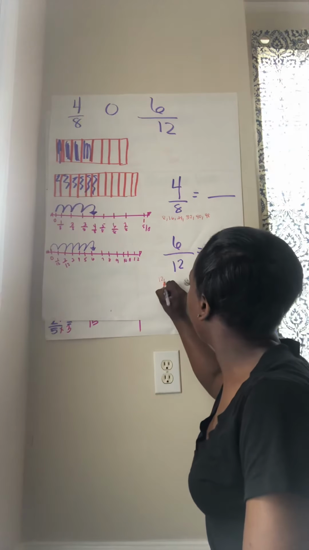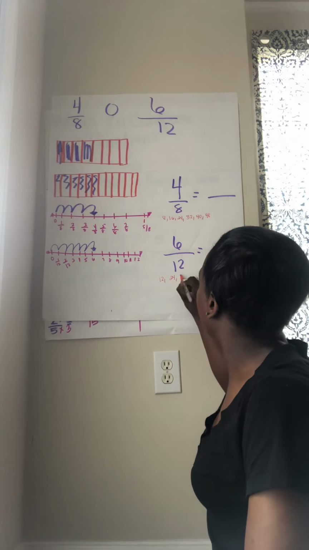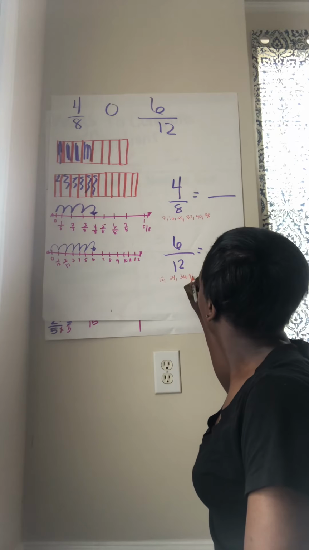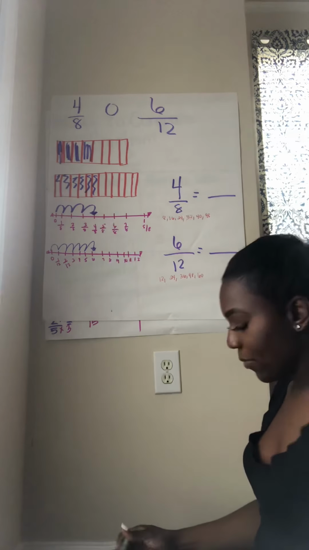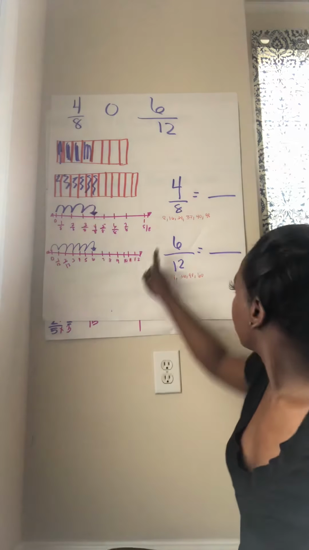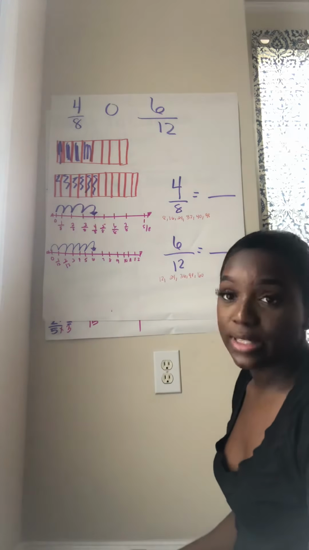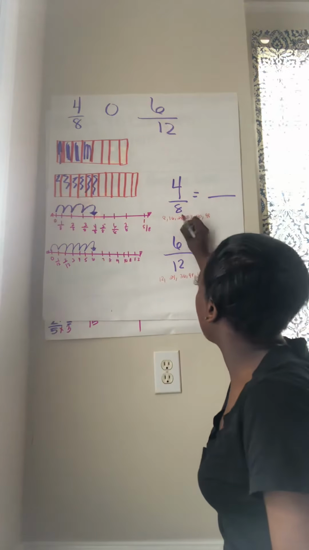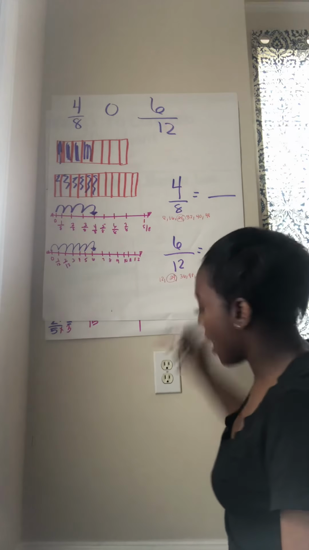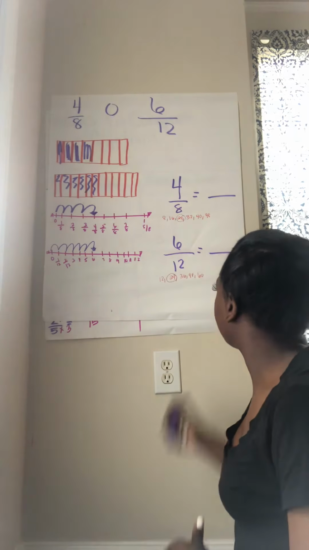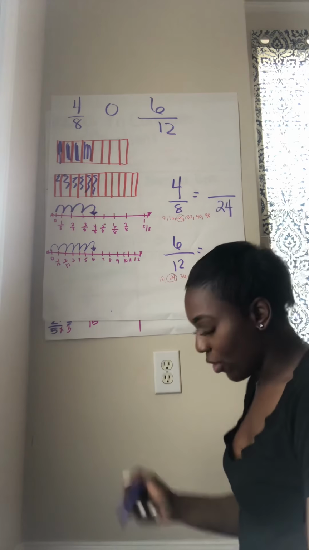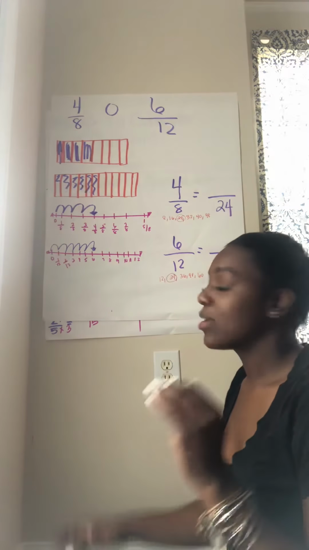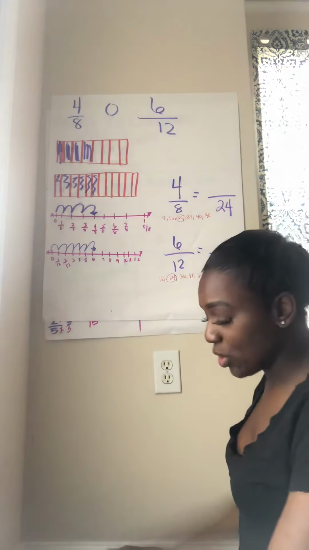and I'm going to go to 12. So I have 12, 24, 36, 48, 60, and I'm going to stop there. All right, now I'm just going to point out the first number that they both have in common, which is 24. So 24 is now my new denominator. 24 and 24. I need to figure out how to get from being a 12 to a 24.